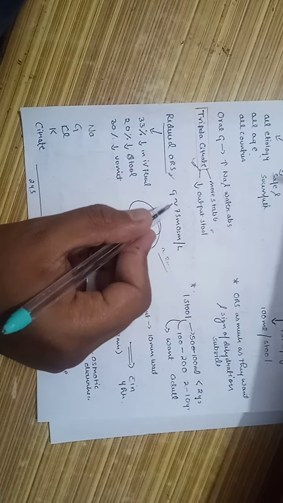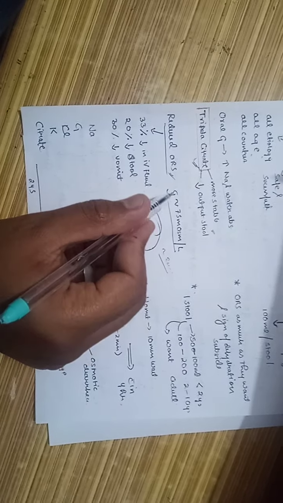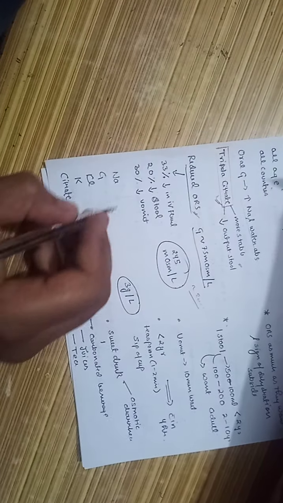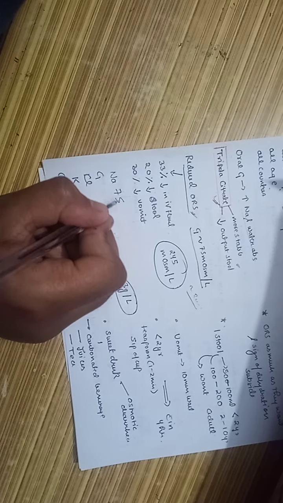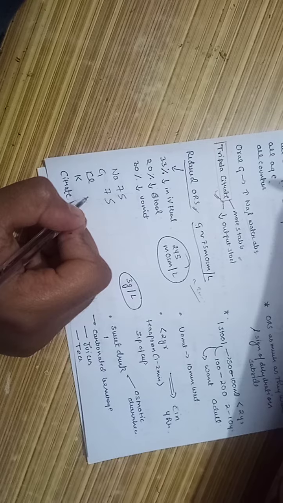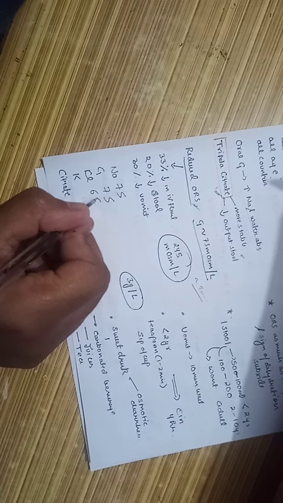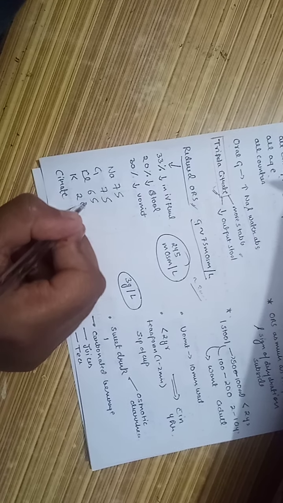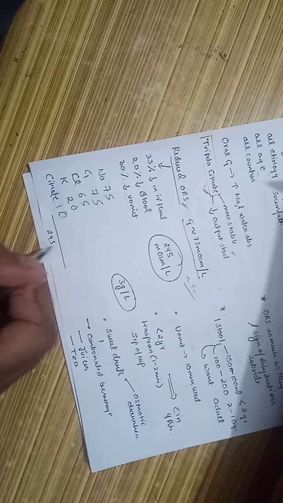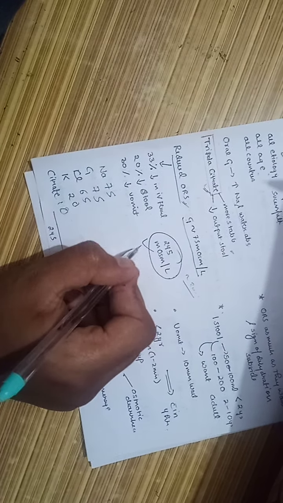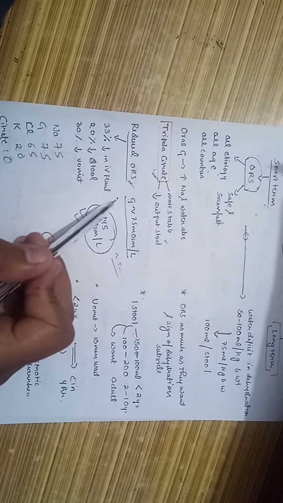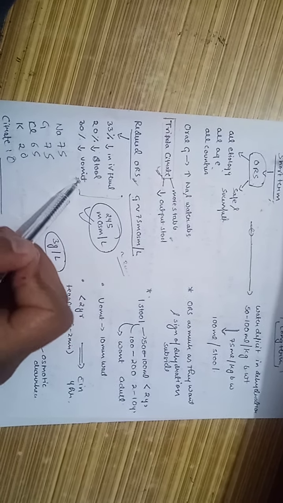Now, what is reduced ORS solution? Mainly, we reduce the concentration of glucose and sodium to 75 milliosmol per liter. Here we have sodium as 75 milliosmol per liter, glucose as 75 milliosmol per liter, chloride as 65, potassium as 20, and citrate as 10. So this whole comes out to be 245 milliosmol per liter. This is what reduced ORS is, which decreases these things in this order.